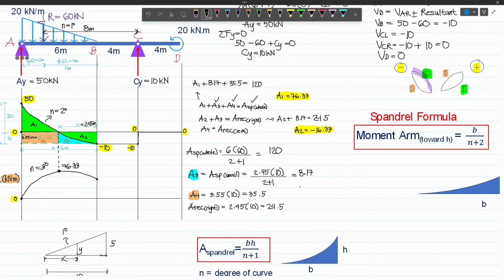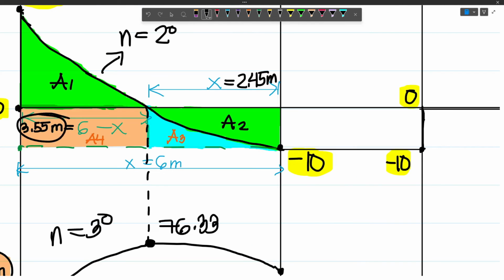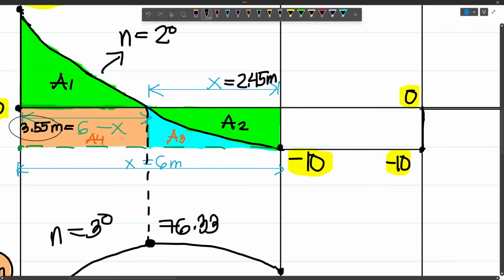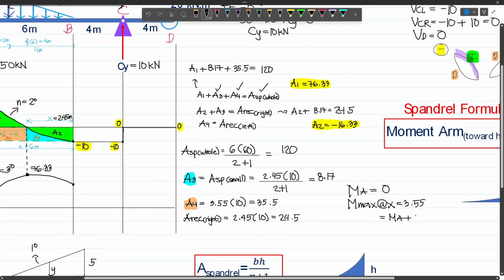And then if we are to write our solution, we have MA is equal to 0, and then our Mmax at x is equal to 3.55. Again, let's zoom in. This is the location of our maximum moment from the left end. Because this distance is from here going to here. So Mmax at x equals 3.55. That will be MA plus A1. And so this is 0 plus 76.33. And so we have this one.